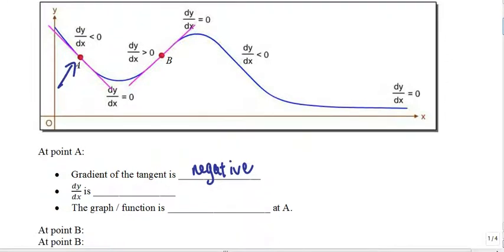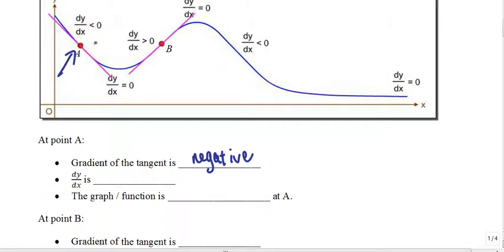Since the gradient is negative, and remember dy dx also represents the gradient of the function, so we know that dy over dx must be less than 0. And therefore you can also see that the general slope of the graph is actually downward sloping. So at the point A, we can say that the graph or the function is decreasing. Okay, so you can show that generally at point A, the y value is decreasing. Therefore, we can say that the function is actually decreasing at point A.